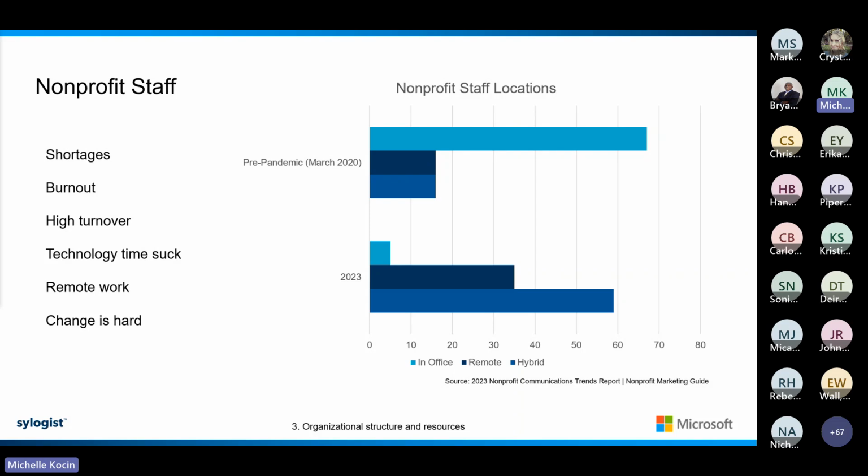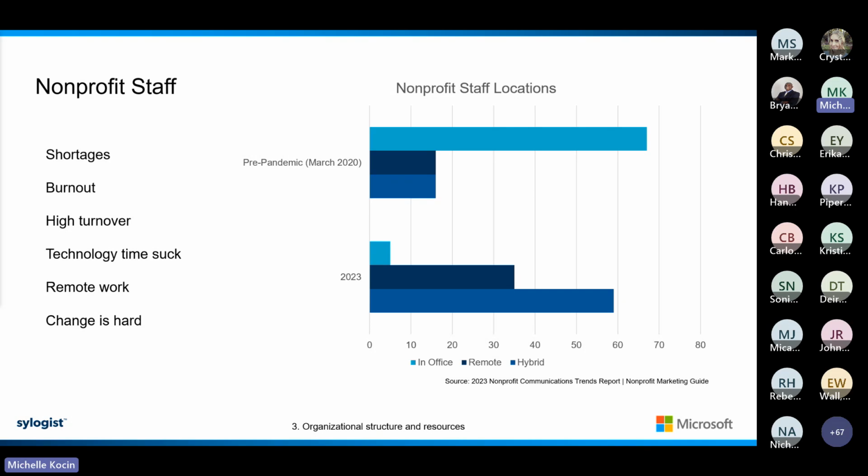And technology time sucks, so spending a lot of time pulling reports and making spreadsheets and pulling stuff from 5 or 10 different systems to try to get an overall financial picture really takes a lot of the essential time that nonprofit staff should be spending building relationships and fundraising and doing program work. And then the other big trend that we're seeing, this should be no surprise, is that there's been a large shift to remote work.